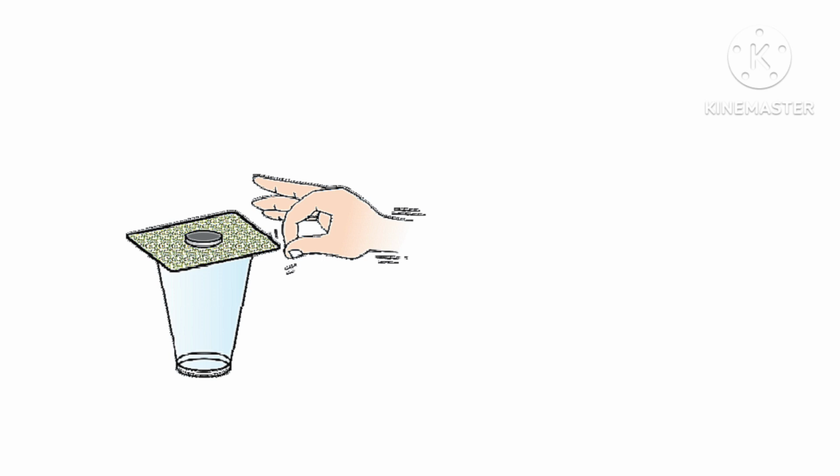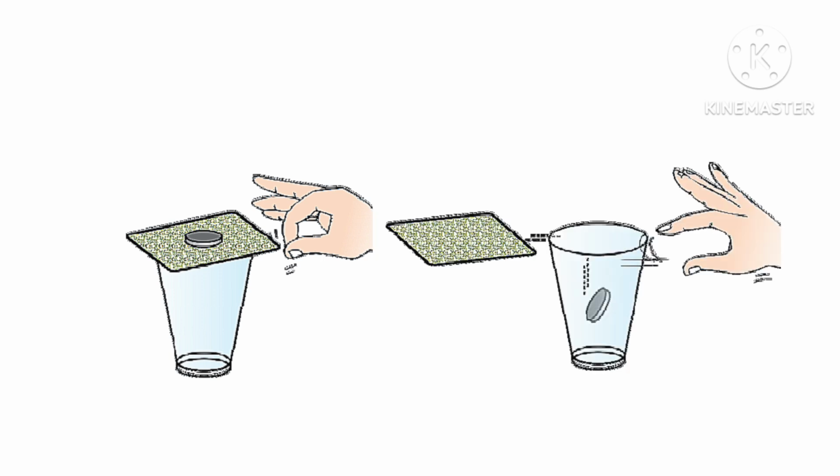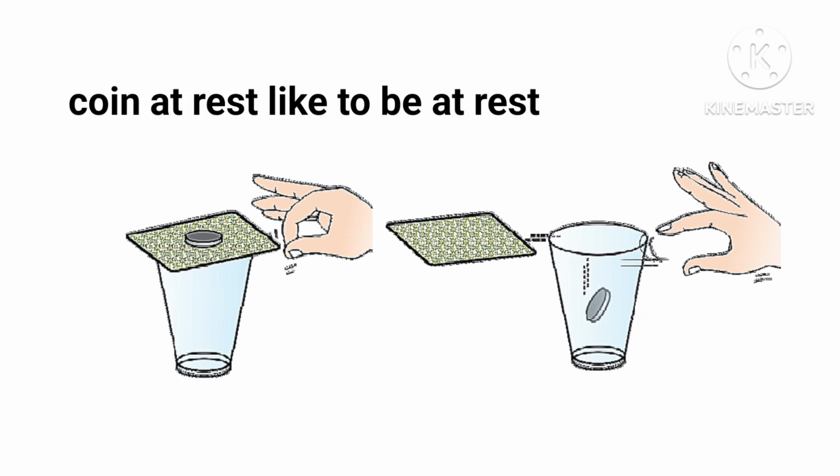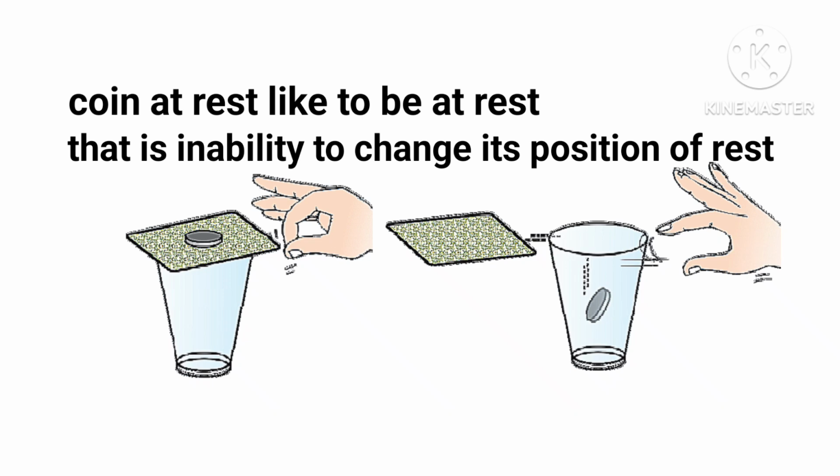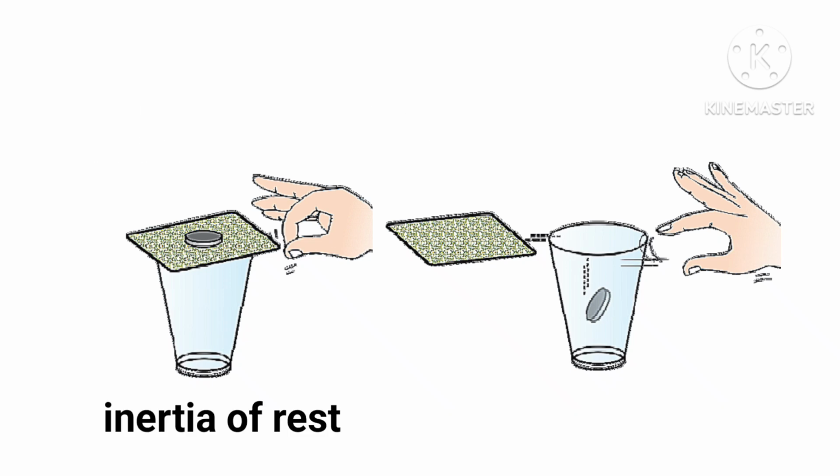We put a card over a glass, and a coin is placed over it. When the card is flicked with the finger, the coin placed over it falls in the tumbler. Reason: the coin at rest likes to be at rest. That is the inability to change its position of rest. This is inertia of rest.